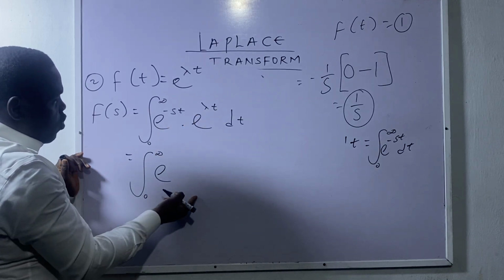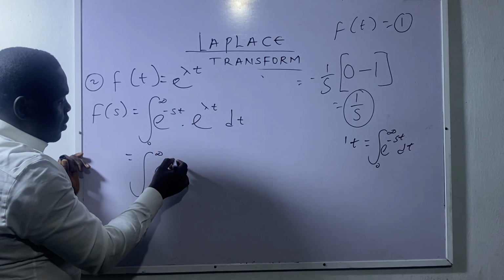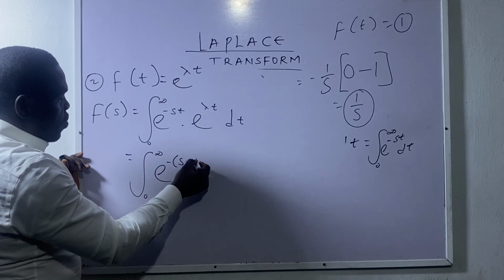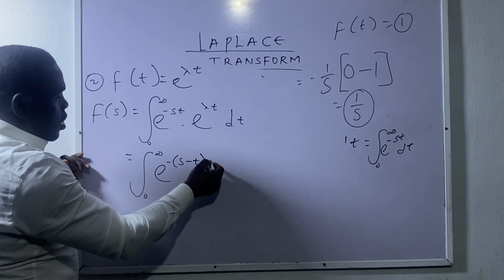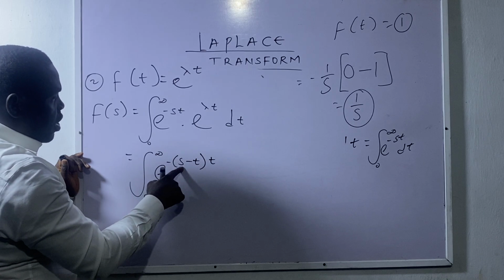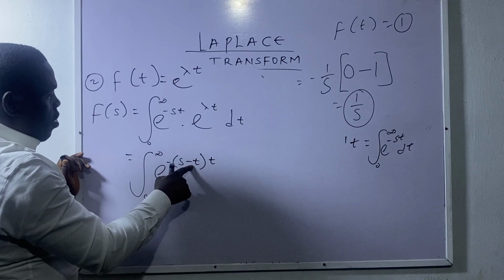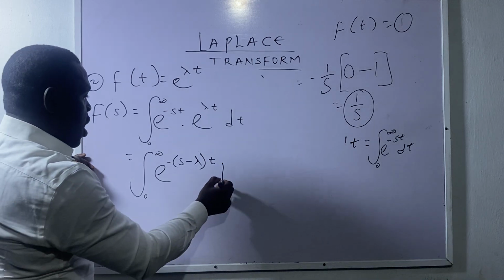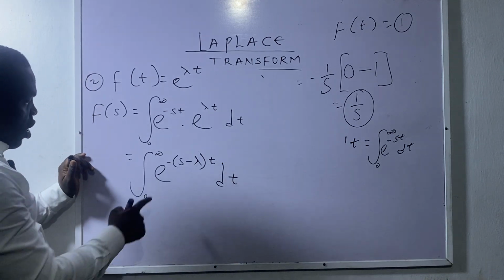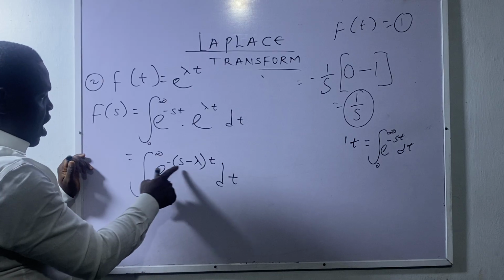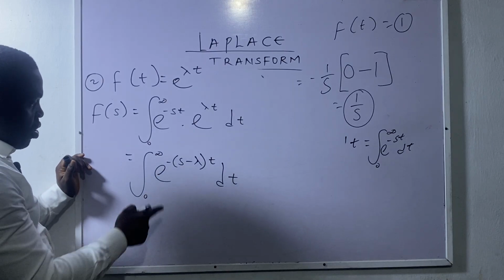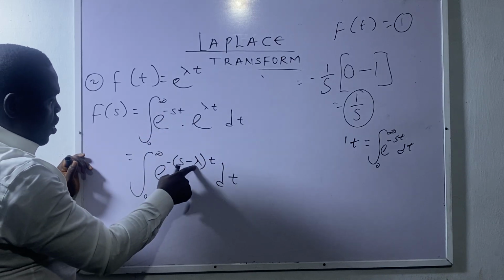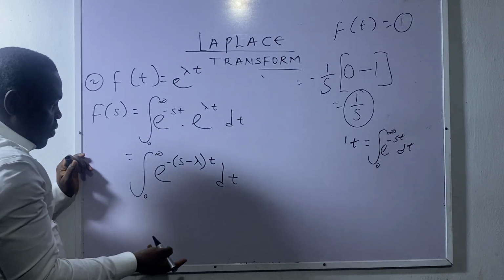t is common, so t can go outside. So I can have e to the power of lambda minus x, all times t, dt. If you open this bracket, you have this, you have this. If you open this up, you still have it back, so there's no issue at all. Look at what I'm saying. If you open this thing up, you have minus. If you open this thing up with this, you have this. So you have not done anything wrong.